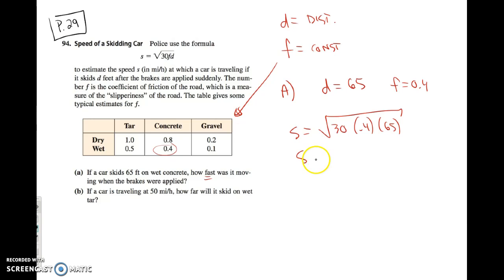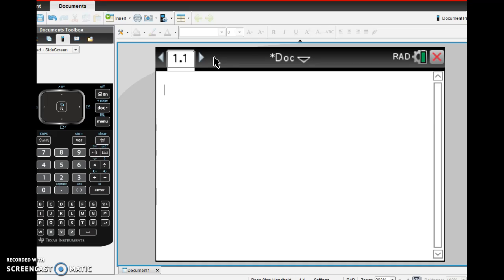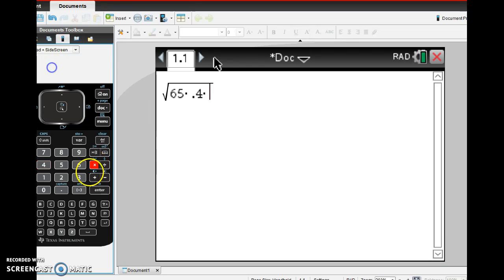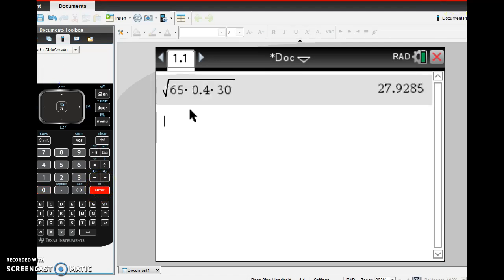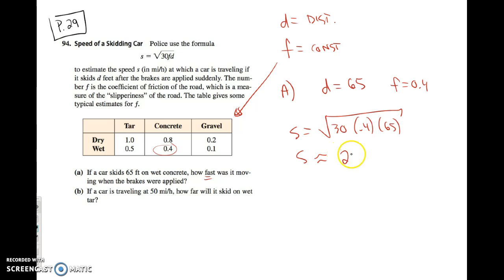And this is a calculator problem. You're not supposed to do that by hand. Square root, what was it? 65 times 0.4 times, I think I did the wrong order, but I think there's a 30 in there too. 27.9. So the car was traveling approximately 27.9, and the speed is in miles per hour.